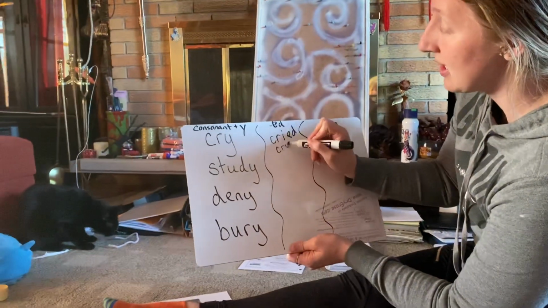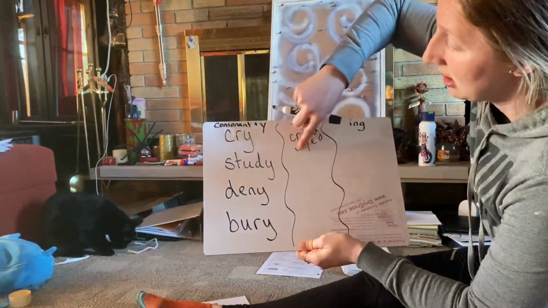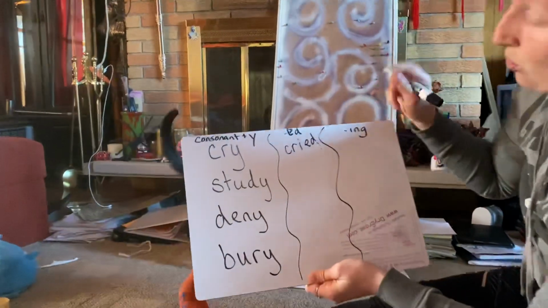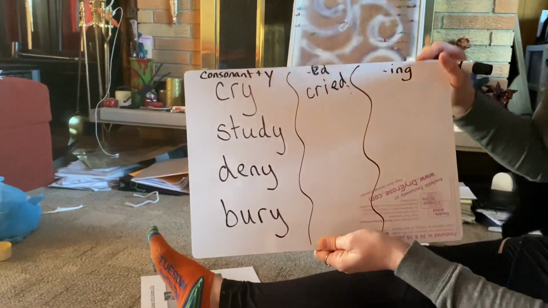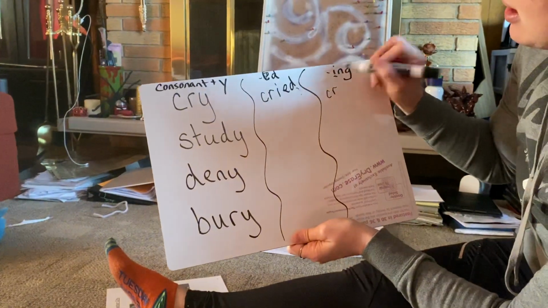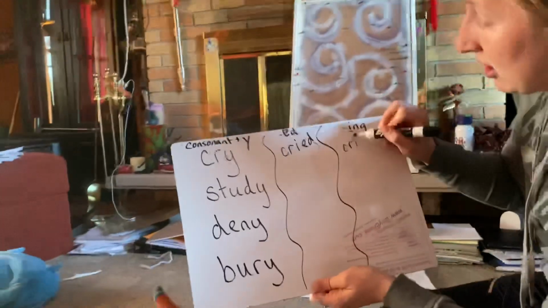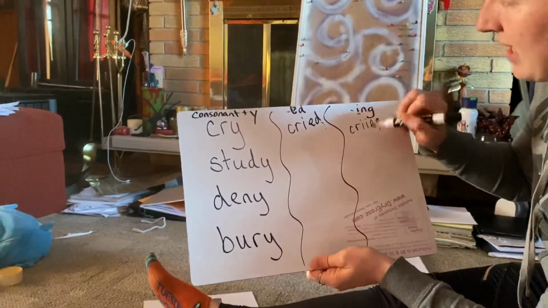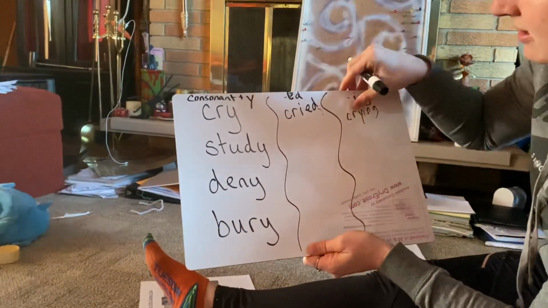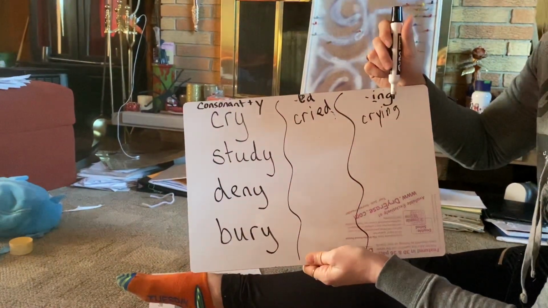If we wrote this, that would change that Y sound. So we have to change it to an I. Now, if we're thinking about suffix ing, well, that's another vowel sound. So if you put an I there, well, that's weird. That won't work. You have to go ahead and leave it a Y. Okay? So we have cried and crying.